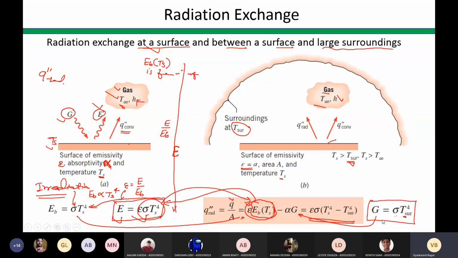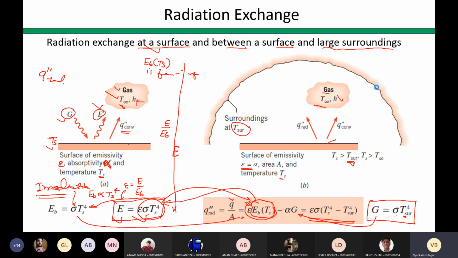And what about the irradiation? So irradiation capital G is calculated using the formula sigma T surrounding raised to 4. Remember, this is different from this. Ts is surface temperature and T sur is the surrounding temperature. Fine. Now, based on this, we will solve the numerical where we'll try to find out the quantities like emissive power, the irradiation, and the heat flux due to conduction, heat flux due to convection, and then we'll try to compare the contribution of these two components.